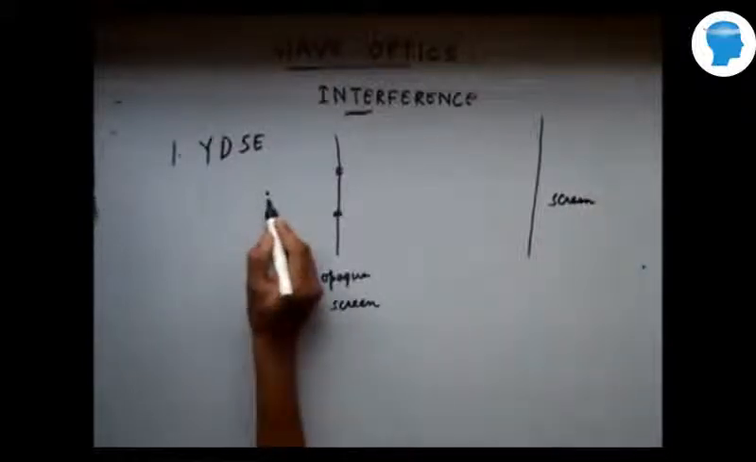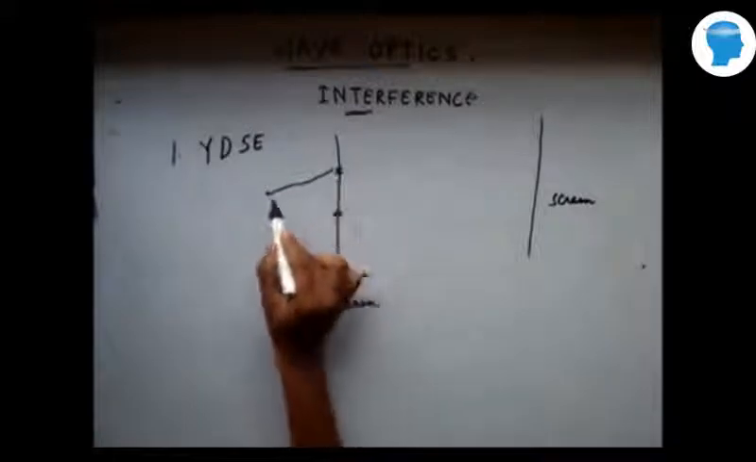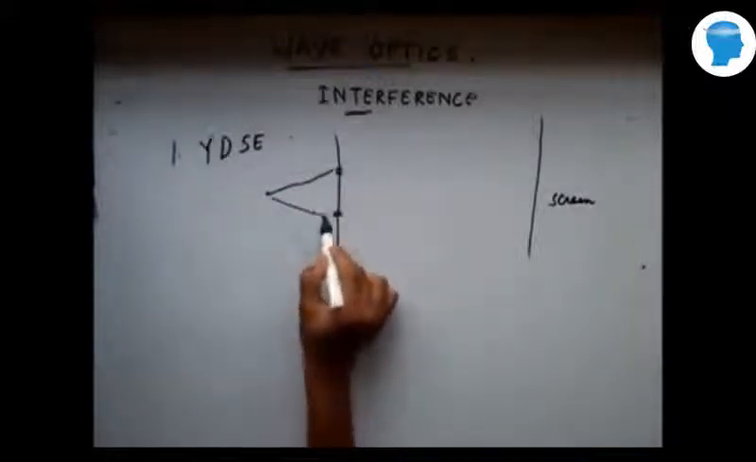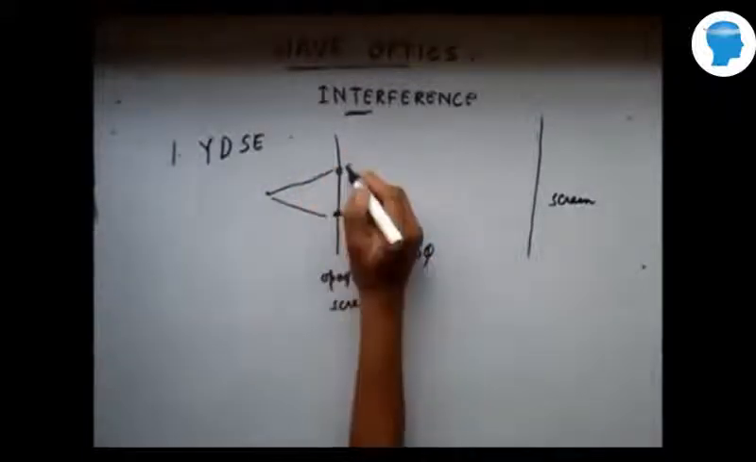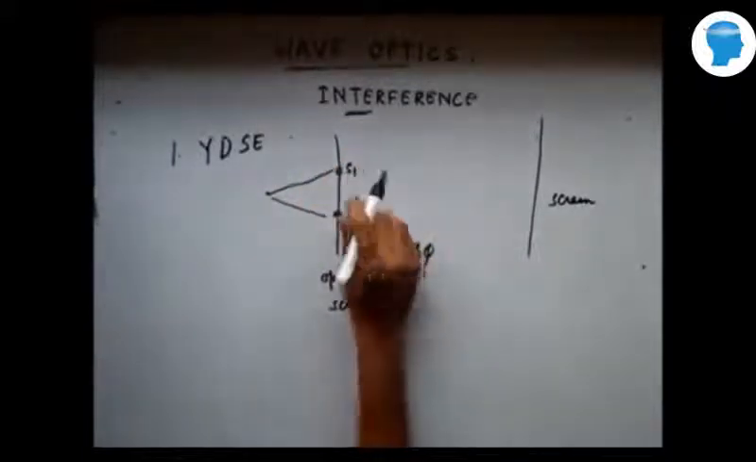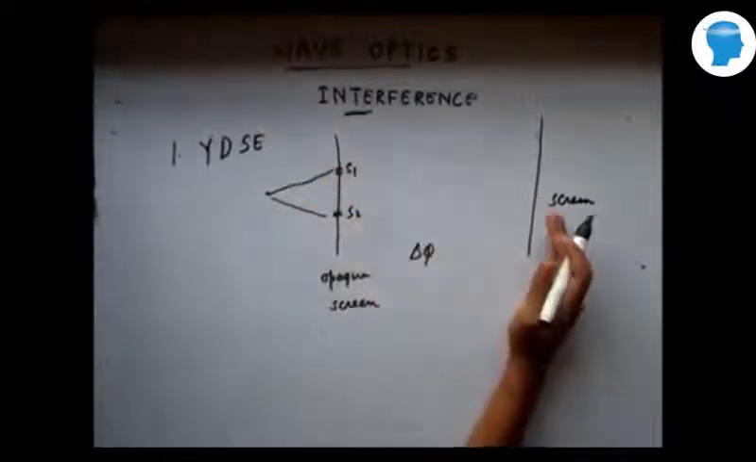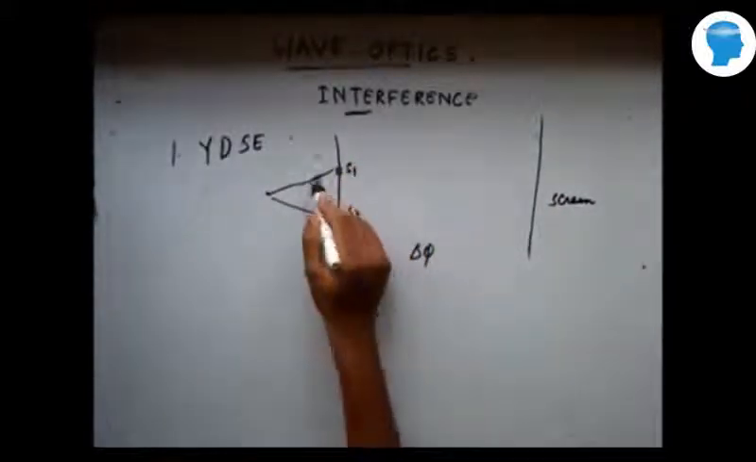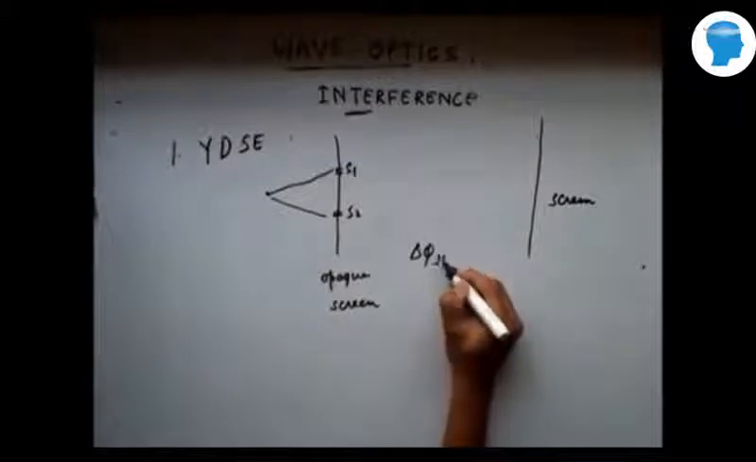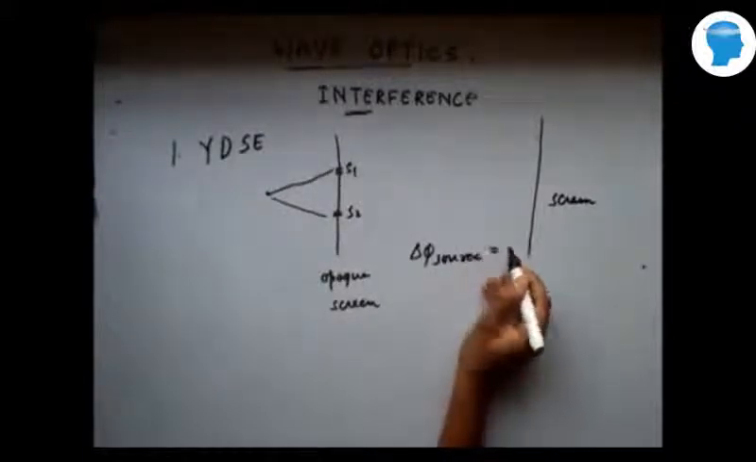Now here, since we had the same source for both the slits, the del phi, or the phase difference between sources, these two S1 and S2 act as sources for the screen. So the phase difference between sources is 0 because both of them derive their light waves from the same source. So del phi source is 0.